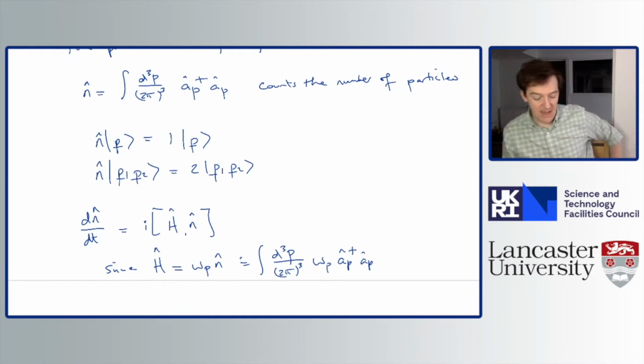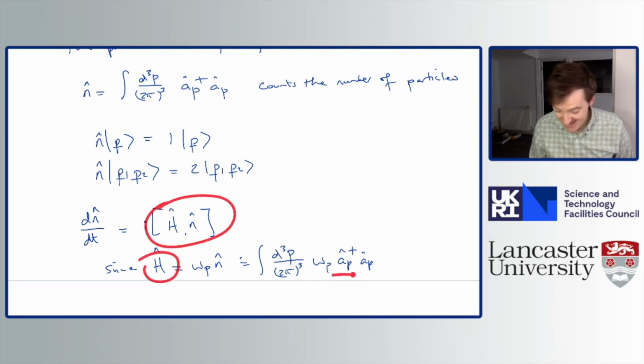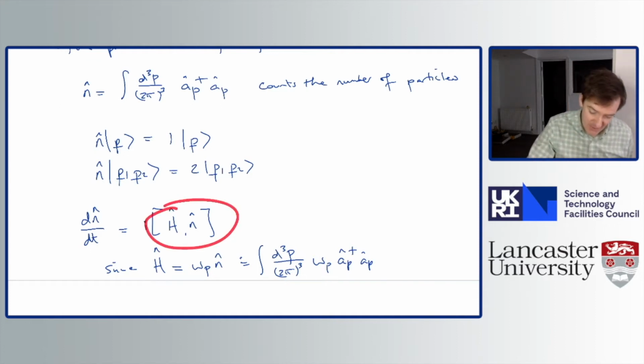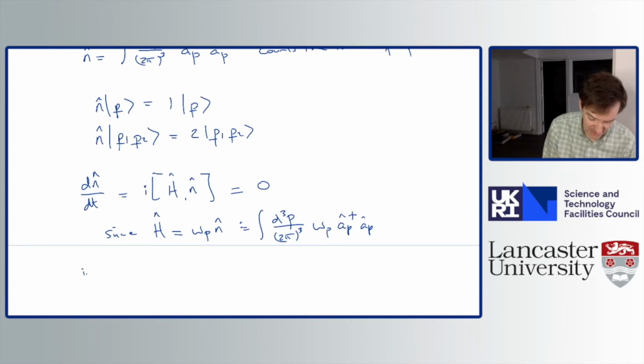But whenever we look at the commutator, since this Hamiltonian operator is essentially the same as the number operator, but with this extra ω_p factor, this commutator is going to vanish. It's going to be 0. So in other words, dn/dt, the evolution of this thing with time, is 0. So that tells us that in these free theories, the number of particles can't change. Okay, it's a constant, so it can't change. It has to be the same for all time.